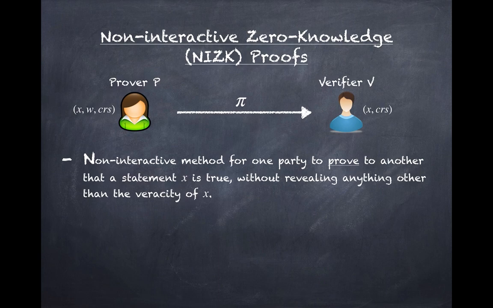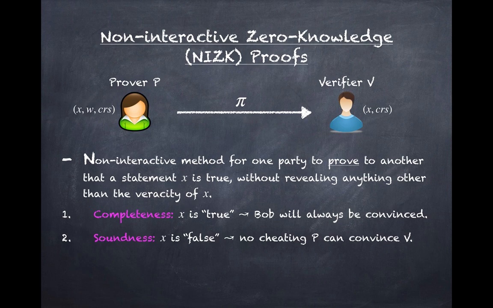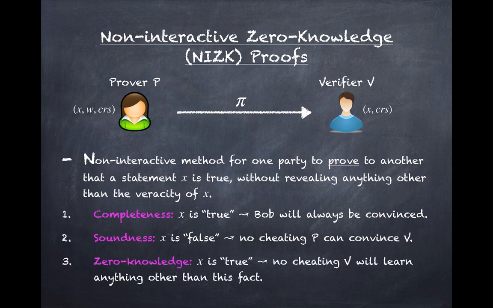The properties that we need from such a proof system are first completeness, which says that if X is true, that is, it belongs to the underlying NP language, and the prover is honest, then Bob will always be convinced. The second property is soundness, which says that no cheating prover should be able to convince an honest verifier. And finally, zero knowledge says that no cheating verifier will learn anything other than the fact that the statement was true. This can be formalized with the help of simulators.